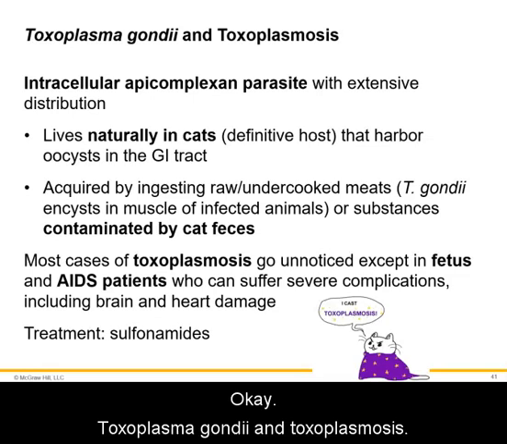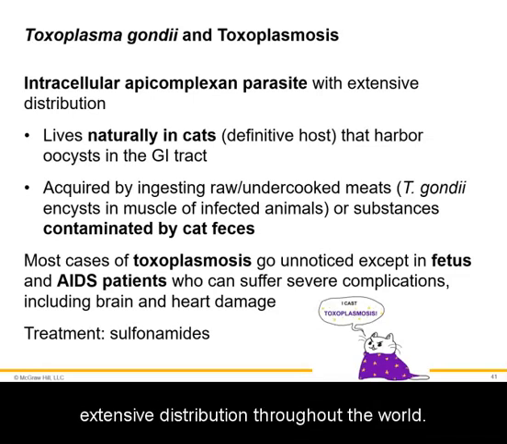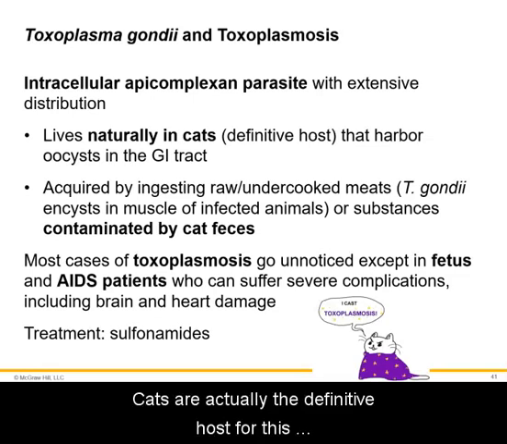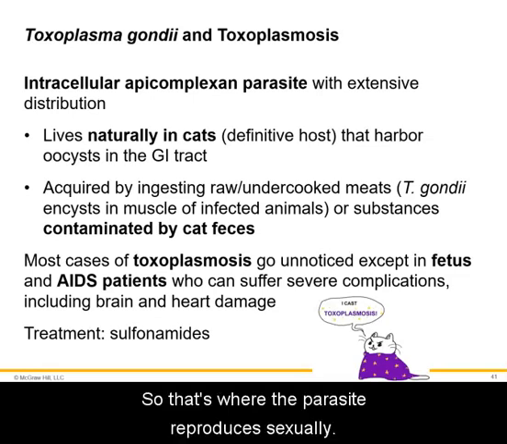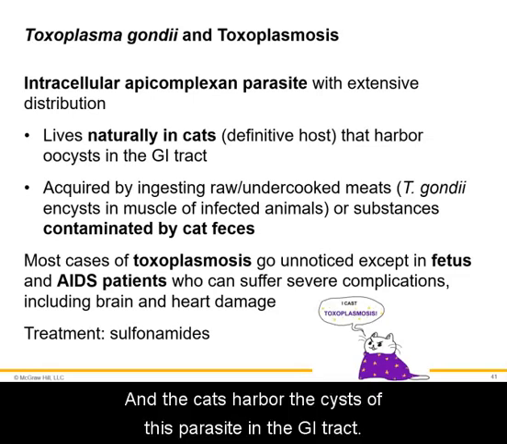Okay, Toxoplasma gondii and toxoplasmosis. Toxoplasma is an intracellular apicomplexan parasite with extensive distribution throughout the world. It lives naturally in cats. Cats are actually the definitive host for this parasite, right? So that's where the parasite reproduces sexually. And the cats harbor the cysts of this parasite in the GI tract.